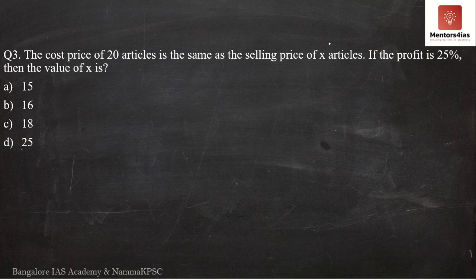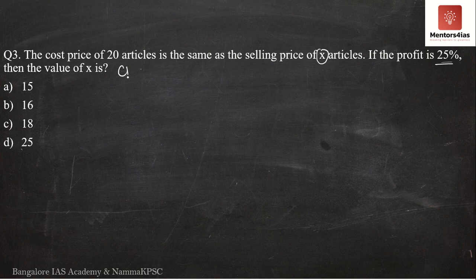So here we have to determine what? We have to determine the number of articles that is being sold. X number of articles are being sold. The selling price of X number of articles is equal to the cost price of 20 articles. Now the question itself says that there is a profit of 25%. So if we are selling X articles at the cost of 20 articles, thereby getting a profit of 25%, how many articles are being sold? That is what we have to now find out.